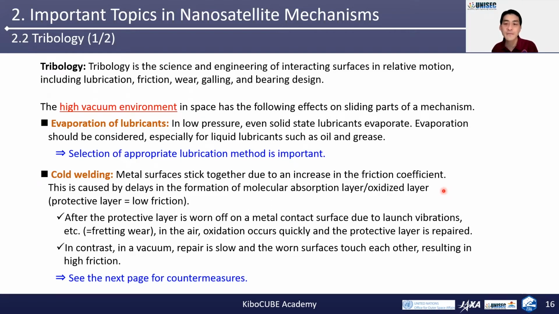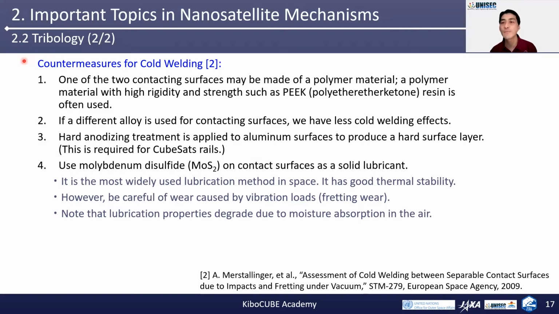After the protective layer is worn off on the metal contact surface due to the launch vibration or other loads, in the air, oxidation occurs quickly and the protective layer is repaired. In contrast, in a vacuum, the repair is slow and the worn surfaces touch each other, resulting in high friction. Thus, we need countermeasures. There are 4 possible countermeasures for cold welding.